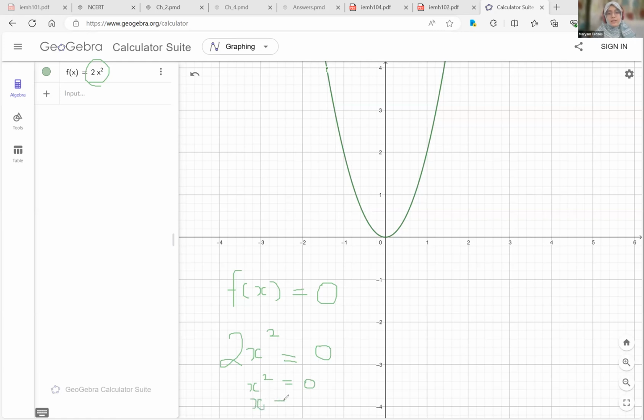X is 0. So do you see, what we have done here is we have found the zero of the polynomial, or in other words, the root of the polynomial, which we know from the graph also we can see is 0. For what value of x will y be 0? Or f of x in this case be 0. Is this clear?